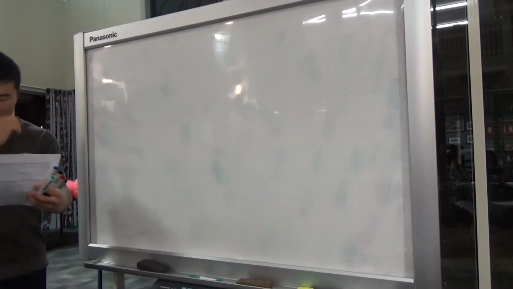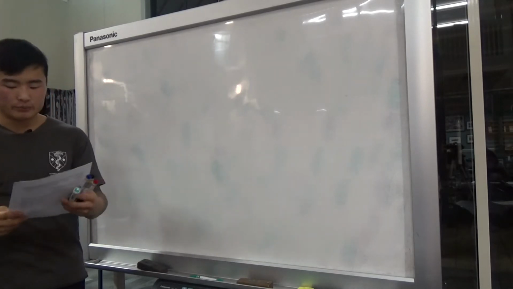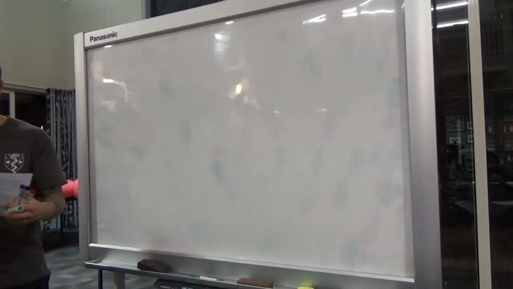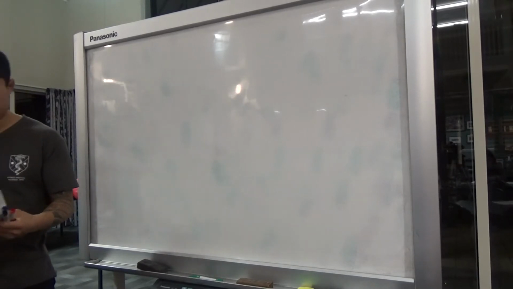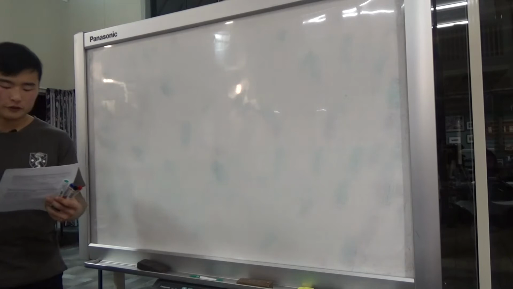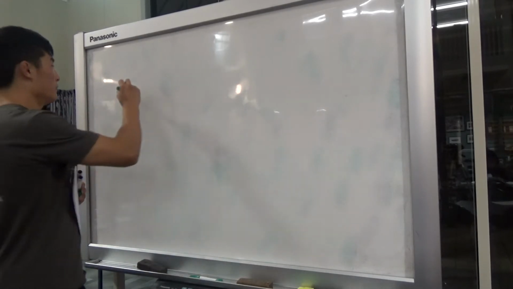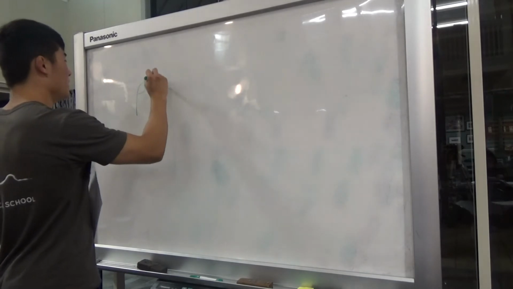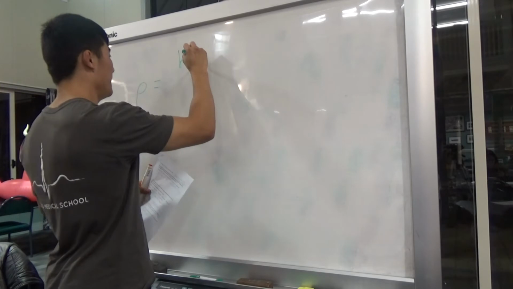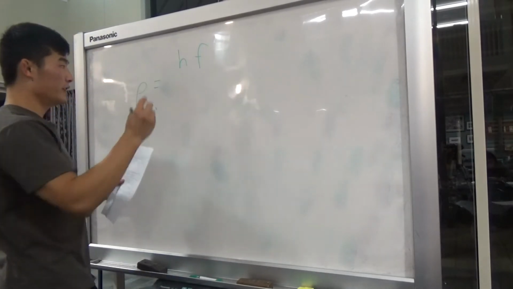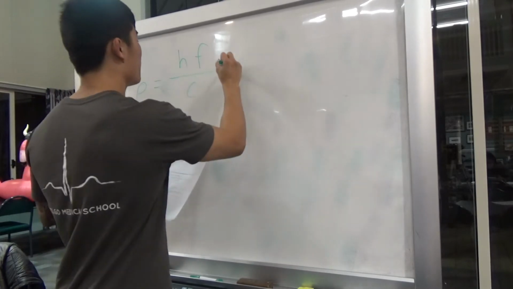Number 3: waves have particle-like properties. What's the momentum of each photon with a frequency of 7.5 times 10 to the power 14 hertz? The momentum of a photon is equal to h, Planck's constant, multiplied by the frequency, divided by c, the speed of light.